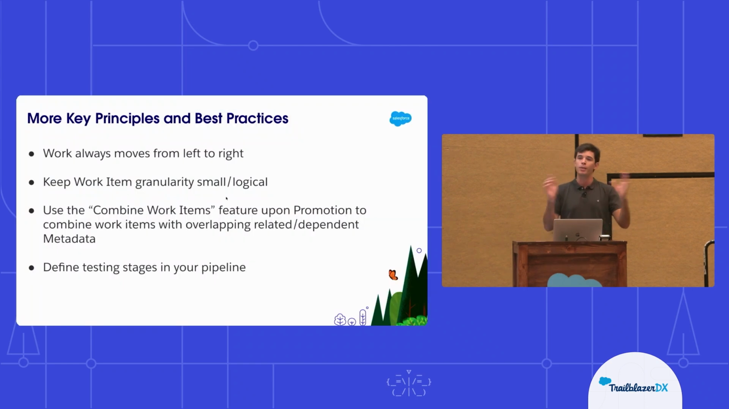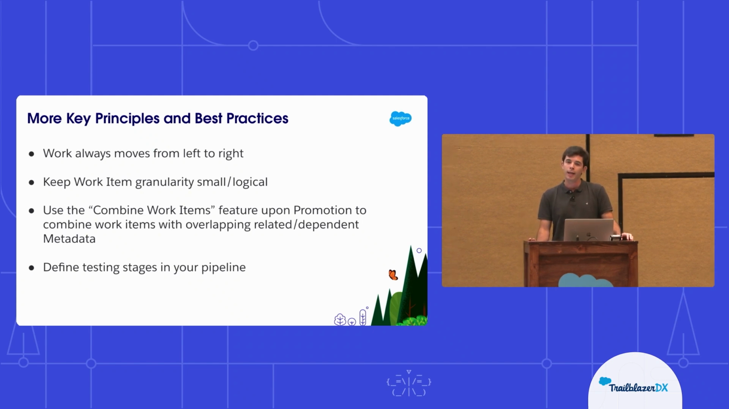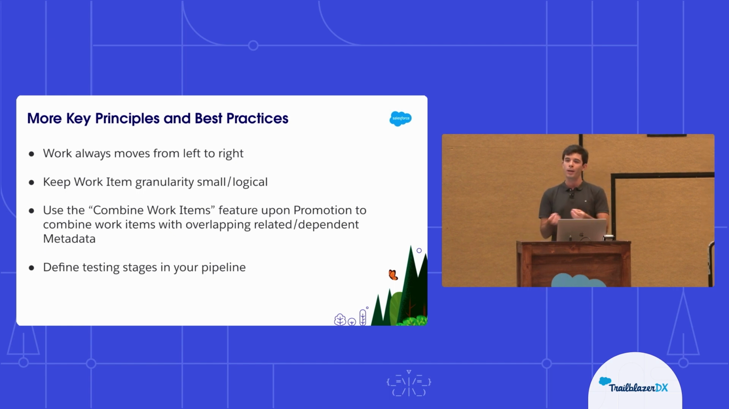First, work is always moved from left to right. The second one is the size of the work item, which should be something you think about. We don't want work items that are massive and touching a lot of metadata components, because then we will have lots of dependencies. A way to know if you're doing this okay is if you have a work item where part of it you want to move forward, but part of it you don't. Probably you need to split that work item up. The third is to try to use this feature, because it will help you with dependencies.